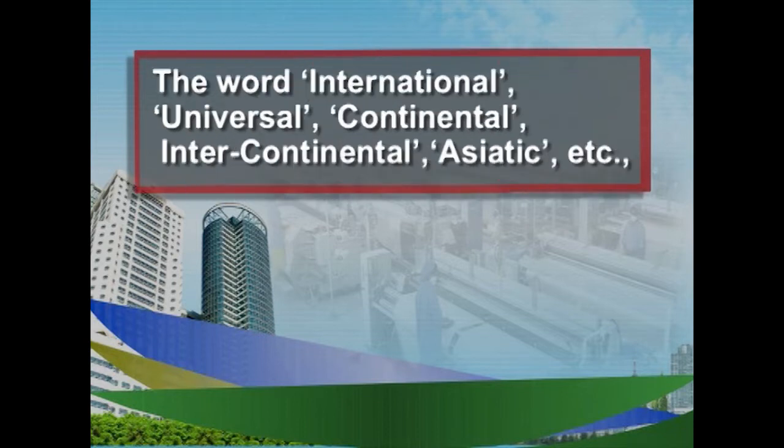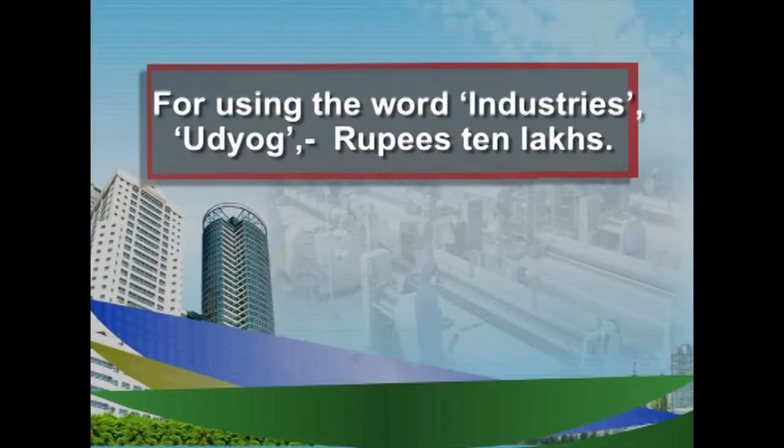2. The words international, universal, continental, intercontinental, Asiatic, etc. as the first word of the name can be used by companies having capital of rupees 1 crore, and if any of these words are used in the name with or without brackets, but not as the first word of the name, the company should have a capital of minimum 50 lakh rupees. 3. For using the word industries, Udyog, rupees 10 lakhs.